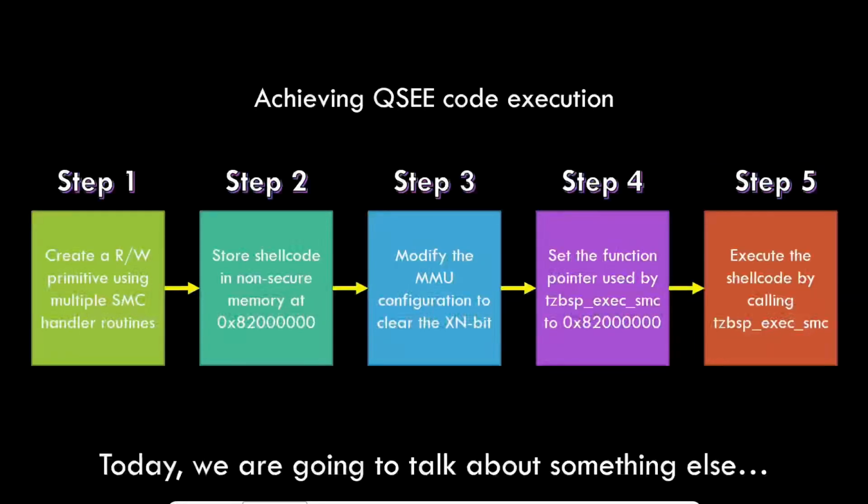So long story short, we were able to achieve QSEE code execution. This is a story for another time, but in principle, we created a read and write primitive using multiple SMC routines. We combined them in order to have arbitrary read and arbitrary write. We then stored our shellcode in non-secure memory at this address. This is a bit different from the typical approach where you try to inject your shellcode in QSEE memory.